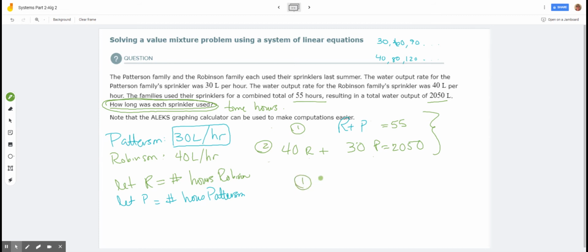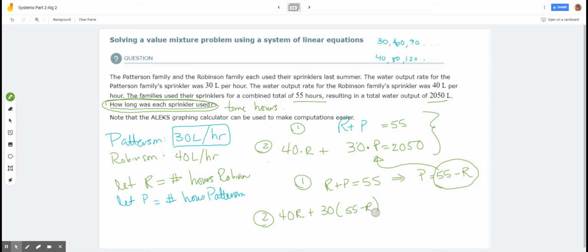I am going to solve equation 1 for P. It doesn't matter what I choose, I just like P better. So R plus P equals 55, which means P is equal to 55 minus R. Agreed? Then I'm going to take this and plug it into P in the second equation. So it's going to go 40R plus 30 times 55 minus R equals 2050. And look, now we have one variable.